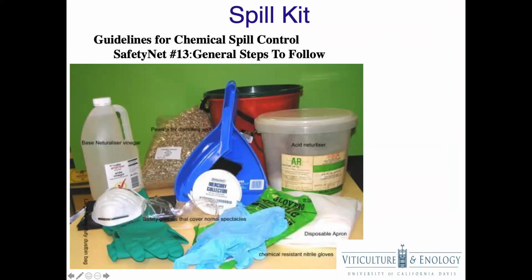Here's an example of a chemical spill kit. Chemical spill kits contain neutralizers for acids and bases, absorbent materials for soaking up spills, brushes and dustpans for picking up used absorbent material, and gloves, aprons, or other PPE. Safety Net 13 contains guidelines of how to clean up a chemical spill and should be read annually.